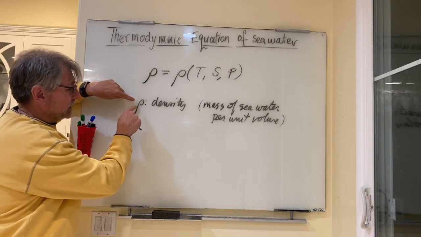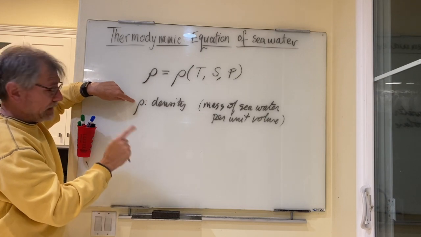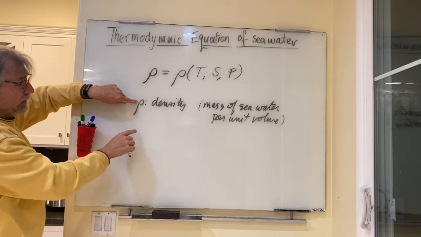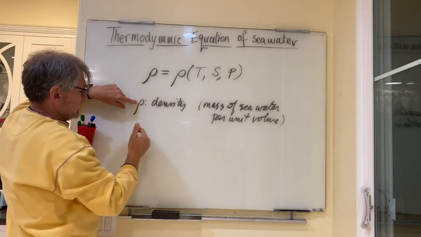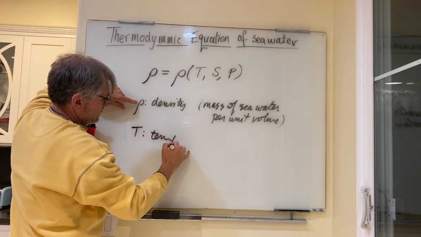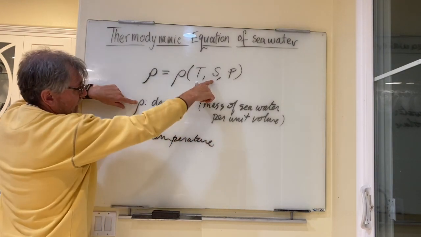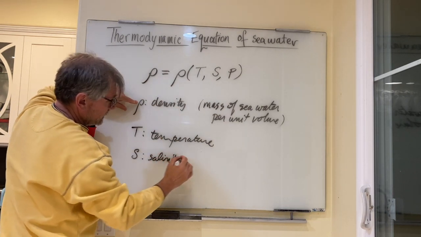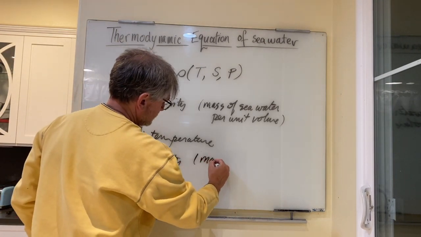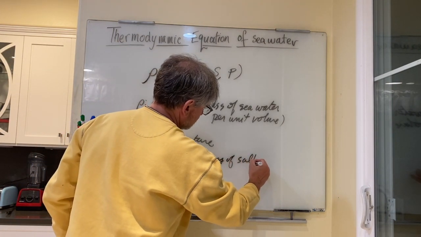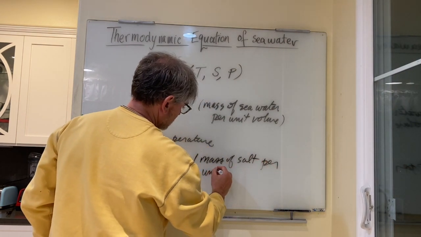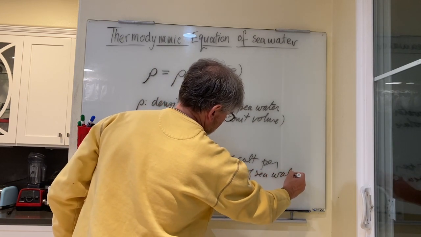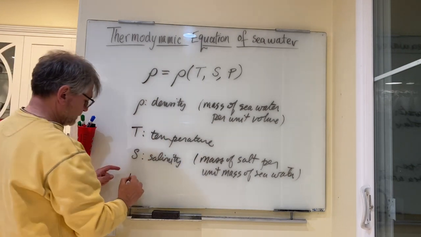But unfortunately, it's not easy to measure the density directly in seawater. It can be done, but it's very hard. It's a difficult measurement. So instead, what we end up measuring at sea is the temperature. T is the temperature. And we can measure S, which is the salinity. The salinity is defined as the mass of salt per unit mass of seawater. So that's what we call the salinity, and the last variable is P, the pressure.